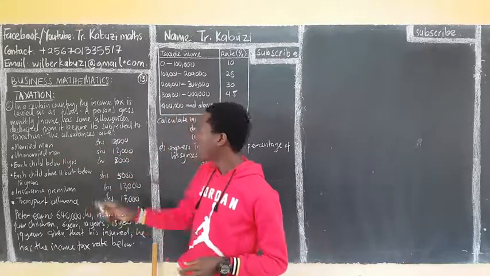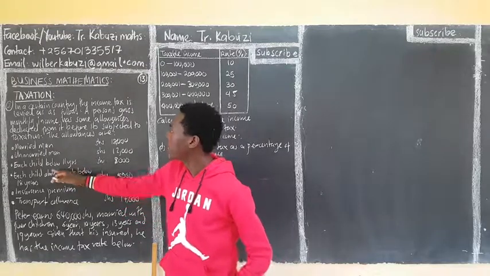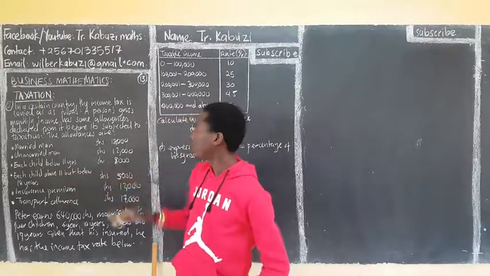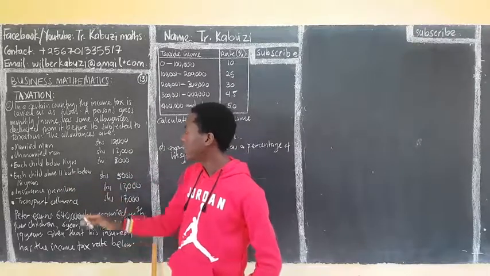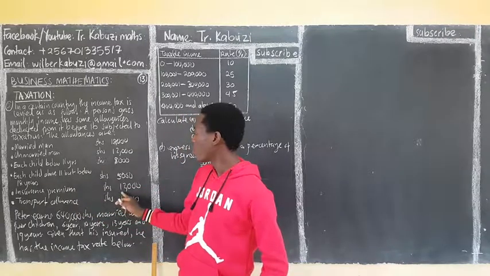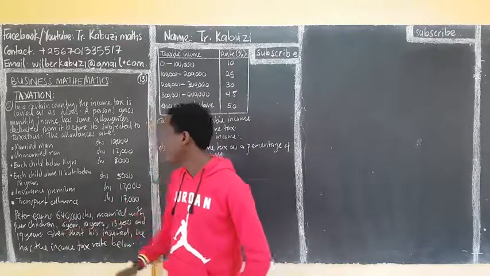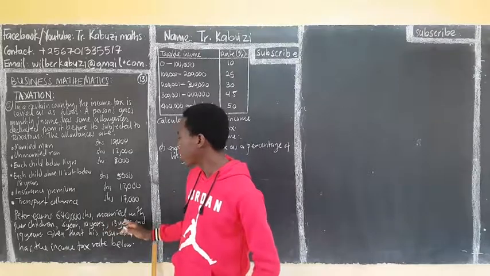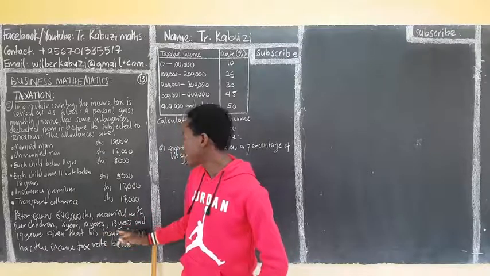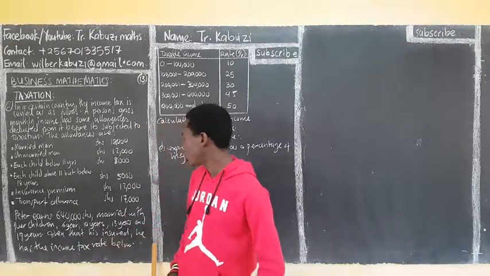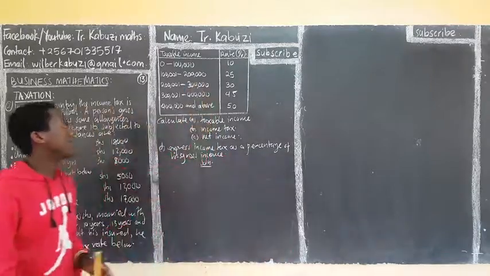The allowances are: married man, you get this; unmarried, you get this. Each child below 11 years, you get 8,000. Then each child between 11 but below 18, you get 5,000. Then the insurance premium, you get 12,000. Then transport allowance, 17,000. Peter earns 640,000. He's married with 4 children, aged 6 years, 10 years, 13 years, and 19 years. Given that he's insured, he has the income tax rate below.